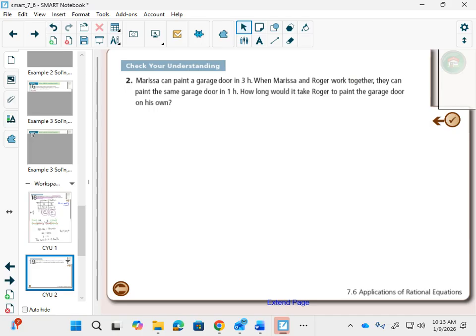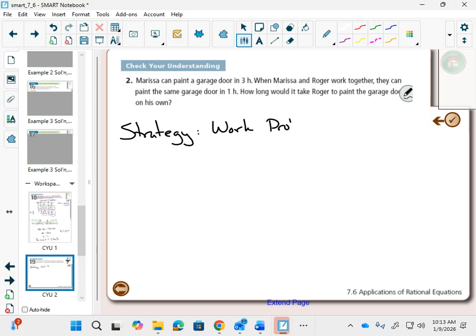This is a work problem. So this is my strategy for work problems. We are going to create a table for all data for 1 unit of time. So you're going to see what this means.